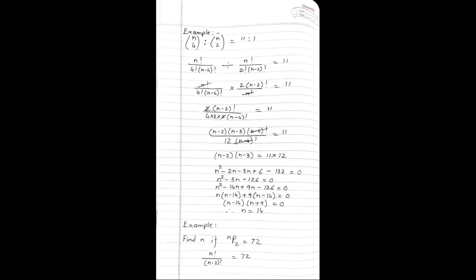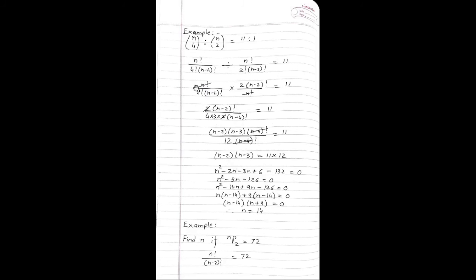nC4 : nC2 is equal to 11 : 1. We want to find the value of n. So nC4 can be written as n factorial upon 4 factorial into (n minus 4) factorial, divided by n factorial upon 2 factorial into (n minus 2) factorial, is equal to 11 divided by 1. So that is nothing but 11.